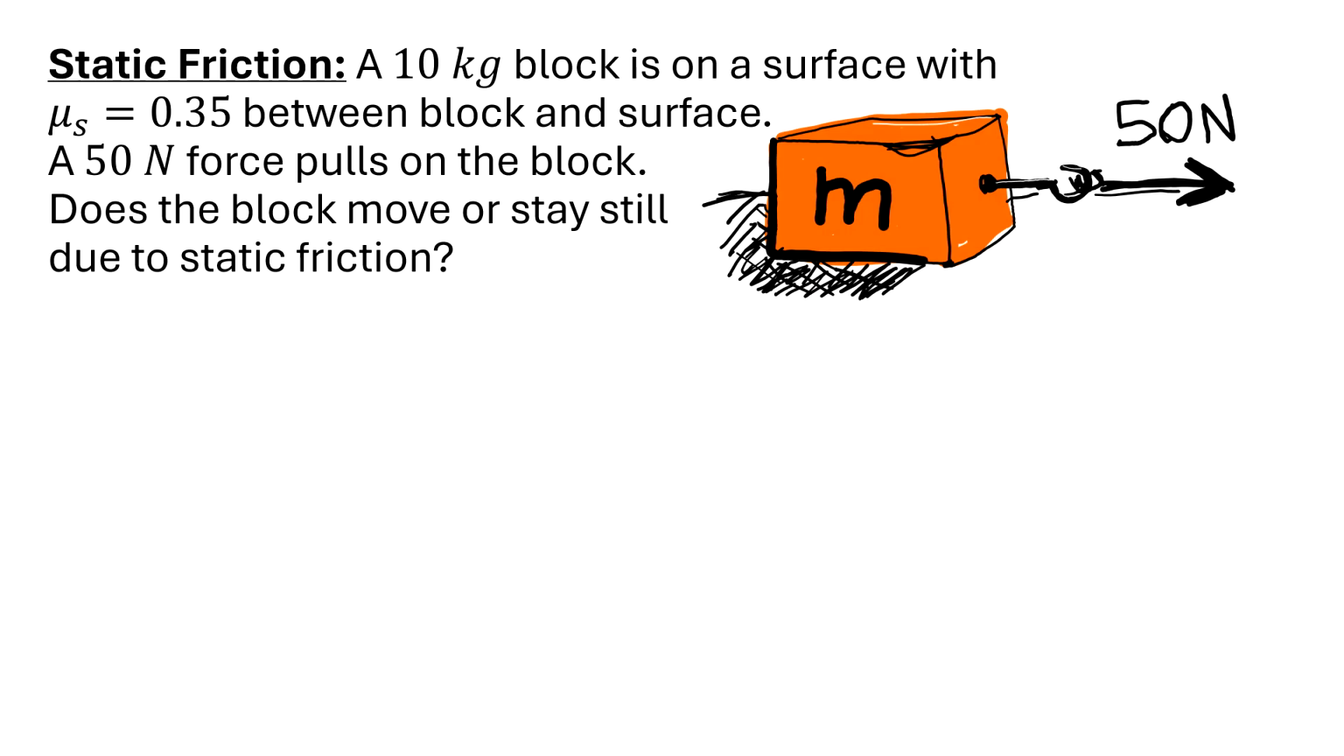A 10 kilogram block is on a surface with mu s equaling 0.35. Mu s is the coefficient of static friction and it is unitless between block and surface. A 50 Newton force pulls on the block. Does the block move or stay still due to the static friction?